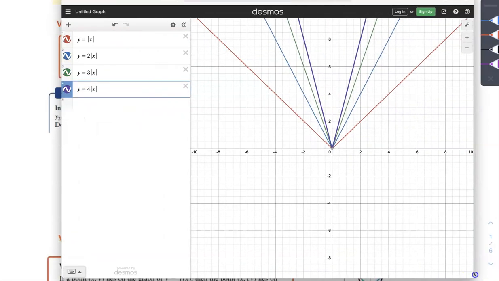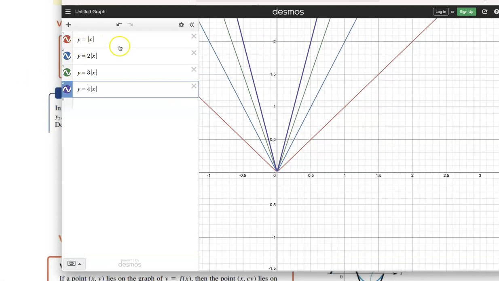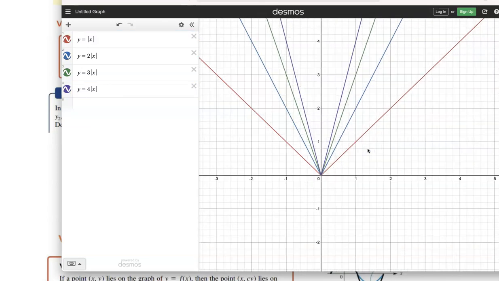If I expand it so you can see a little better, let's zoom in a bit. Y equals x has a slope of 1 over 1. You can see right there, you hit that 1 over 1. There we go. 1 over 1-ish.